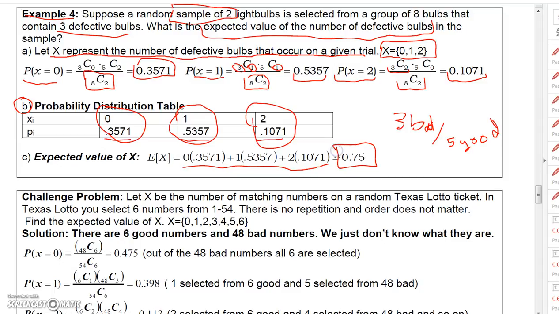So basically, in a batch that has 5 good bulbs and 3 bad bulbs, if you take a sample of 2, you're expected to average per trial less than 1 bad bulb per sample. You're supposed to average about 0.75 bad bulbs per sample. And how this can come in handy is if you set up a certain tolerance level for these samples, and if you start averaging more than that particular tolerance level, then you might want to go back to your manufacturing process and make some changes or some improvements.